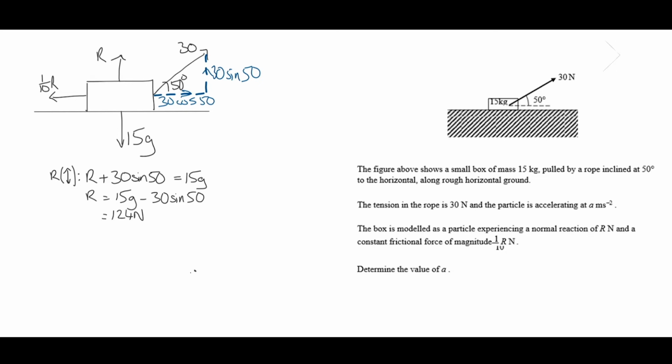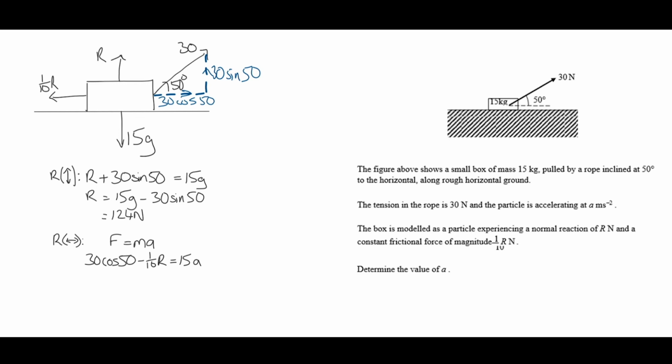Resolving horizontally, well, since this is in motion, we're going to use Newton's second law as a motion equation. F equals ma. F in this case has to be the resultant force. We'll take the forces in the positive direction of motion and subtract the forces in the negative direction of motion. So we have 30 cosine 50, subtract the friction, 1/10 R. Yes, we know what R is. I'll substitute that in on the next line. This should equal the mass times the unknown acceleration, so 15a.